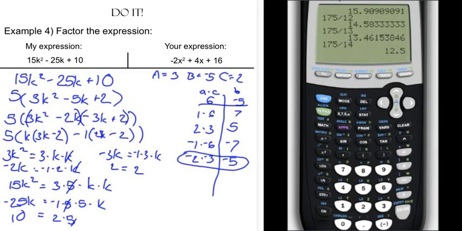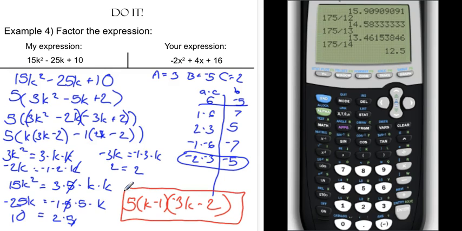And so now I'm ready to rewrite this, and I'm so out of room, but I'm just going to write this down here in red. I have 5, and then my front terms, k minus 1, and then my whole second polynomial, 3k minus 2. And now I have factored that with having to pull a greatest common factor out. So be aware that that is an option. Let's check out yours and see how it went.